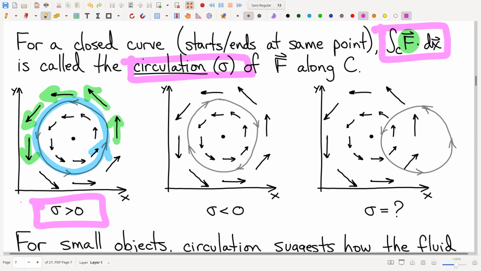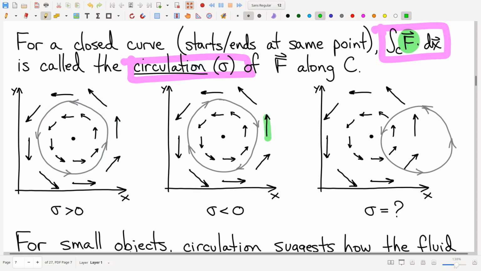Now let's see another example. Going back to the same vector field, but let's look at it in this other context. So here, same vector field. But now we're going to look at this curve going the opposite way. Same underlying curve, clockwise instead of counterclockwise. Now again, one little piece at a time.